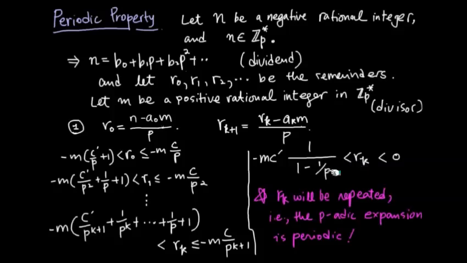The good thing is that there's no more k here. Nothing is changing as k changes. So our rk is trapped in between these two numbers. So that'll force the rk to eventually repeat numbers, and rk plus 1 is completely determined by rk. So if rk repeated, whatever happened in between those two occurrences will repeat over and over. So that proves the p-adic expansion of n divided by m, where these are rational integers, is necessarily periodic, and even in p-adic expansion.